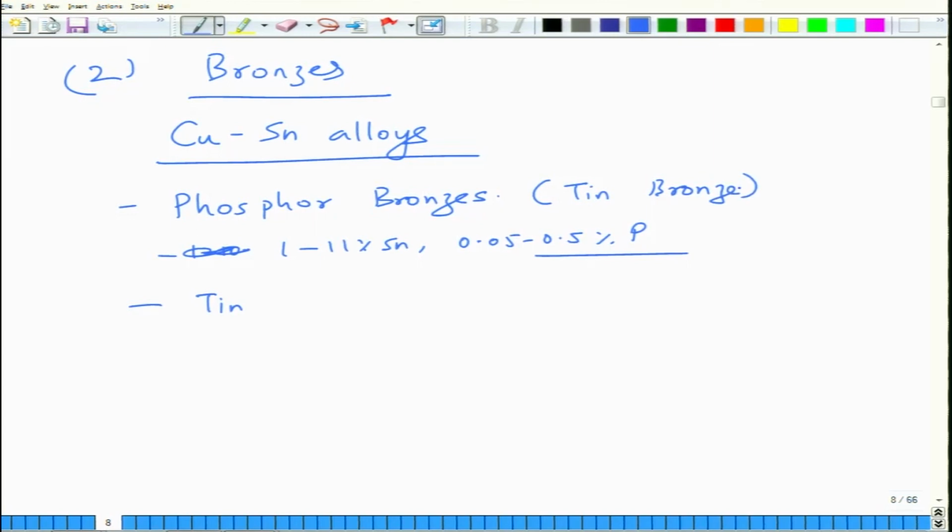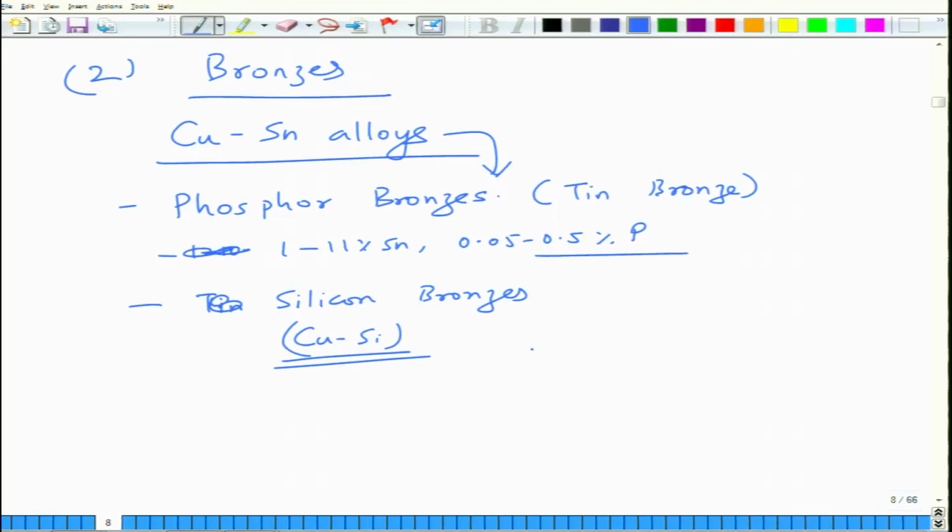And then we have silicon bronze. Silicon bronzes basically contain, you can say, a copper silicon alloy. So, copper tin alloy is tin bronze, and silicon bronze is a copper silicon alloy.